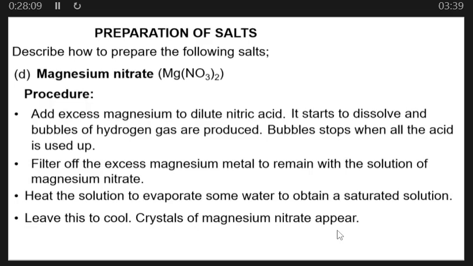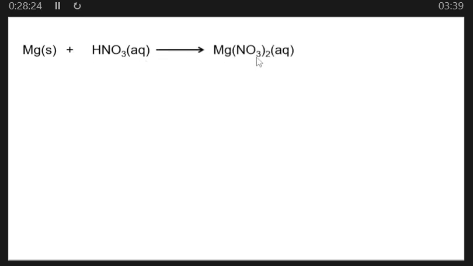So now the equation for the reaction is magnesium, which is a solid, plus nitric acid, which is aqueous, will give us magnesium nitrate aqueous plus hydrogen gas. So you balance by putting a 2 here.